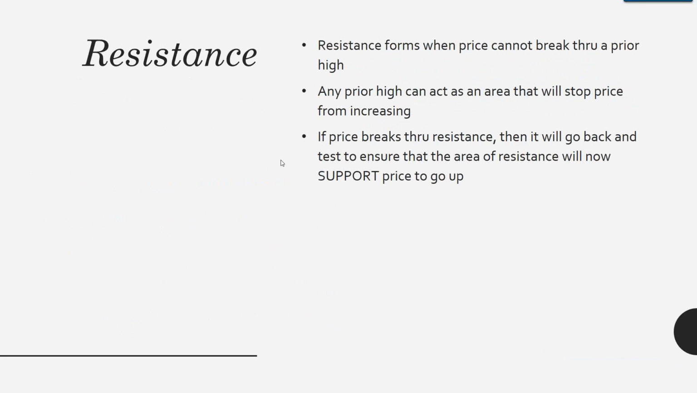Resistance forms when price cannot break through a prior high. Any prior high, no matter how insignificant it looks, can stop price, okay? If price breaks through the resistance area, it can then go back and test to ensure that the area will act as resistance, okay?